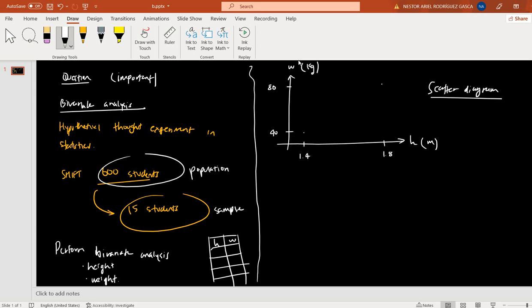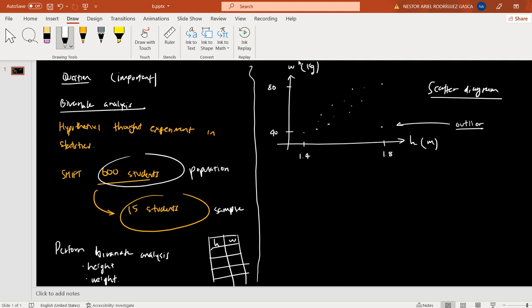One student, two students, 3, 4, 5, 6, 7, 8, 9, 10, 11, 12, 13, 14, and 15. Okay, imagine that this is the scatter diagram for this chart. First, let's analyze this data point here. What do we call this data point? We call this an outlier. Why? Because it clearly falls outside the general trend for the other points, right?